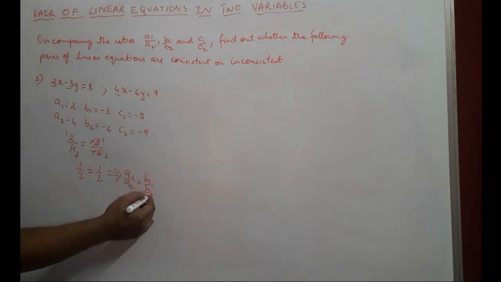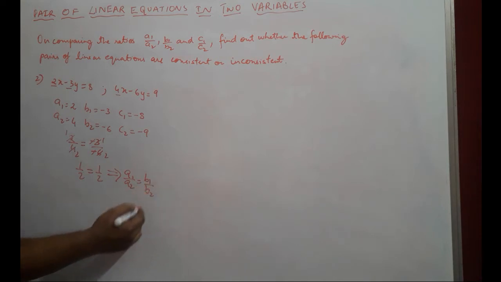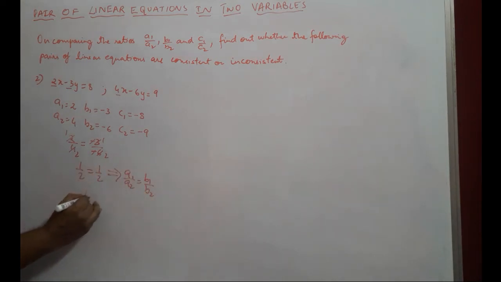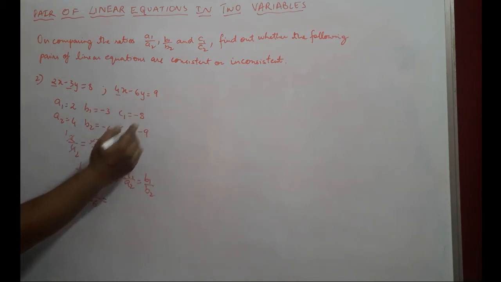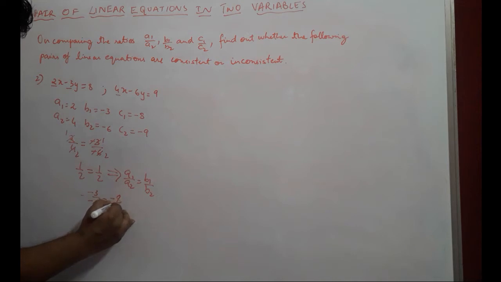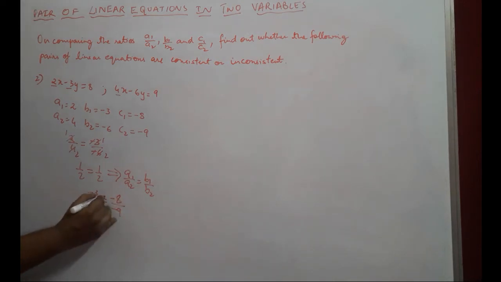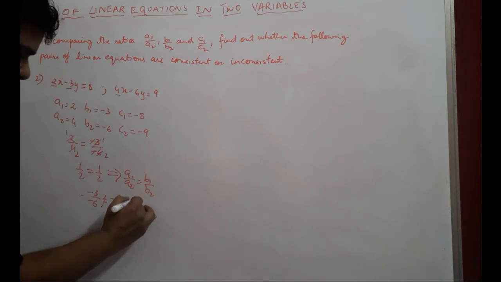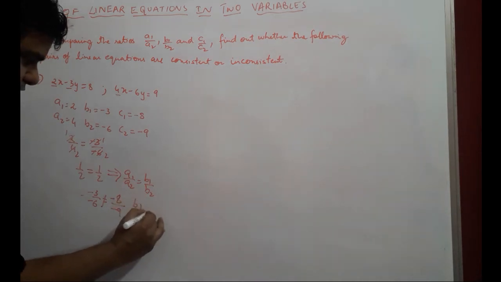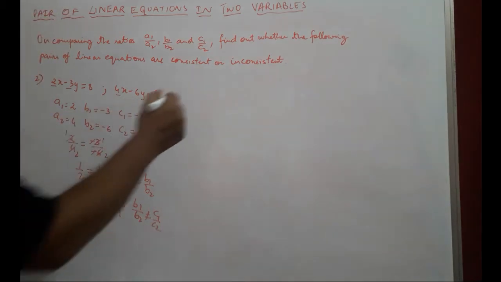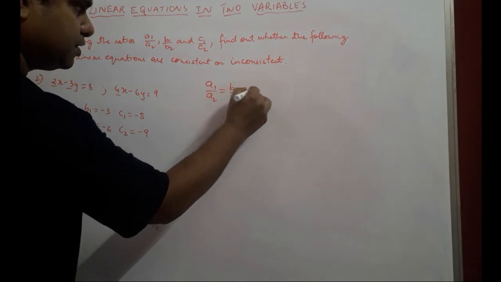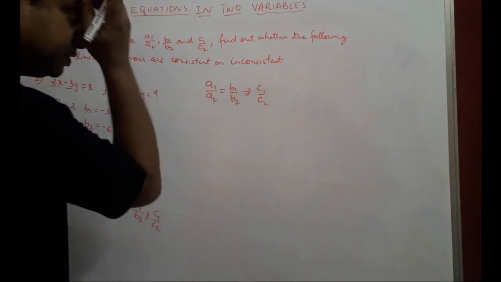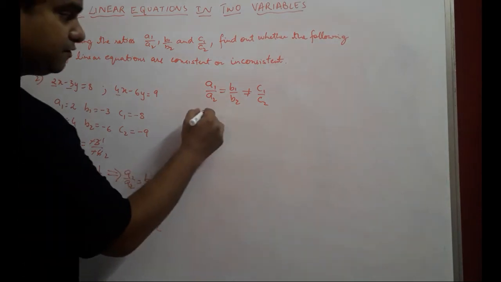But now let's see if B1 upon B2 is equal to C1 upon C2. So B1 upon B2 is minus 3 upon minus 6, and C1 upon C2 will be minus 8 upon minus 9. So clearly it is not equal to C1 upon C2. So we say B1 upon B2 is not equal to C1 upon C2. So we have A1 upon A2 is equal to B1 upon B2 but is not equal to C1 upon C2. So in this case we have no solution.